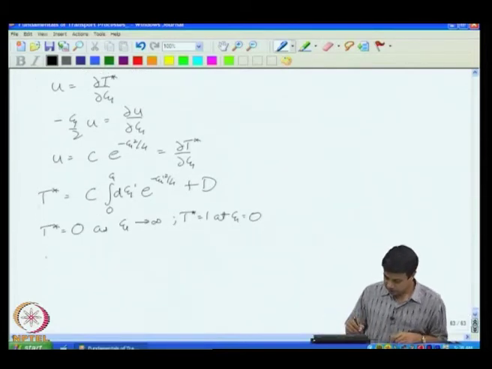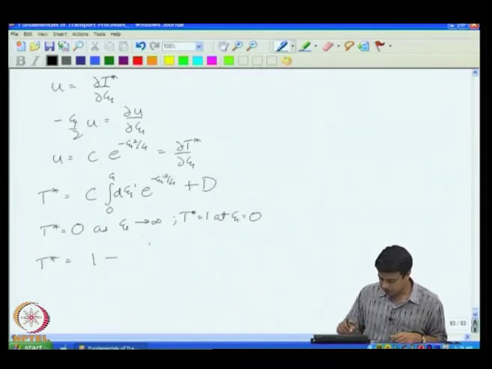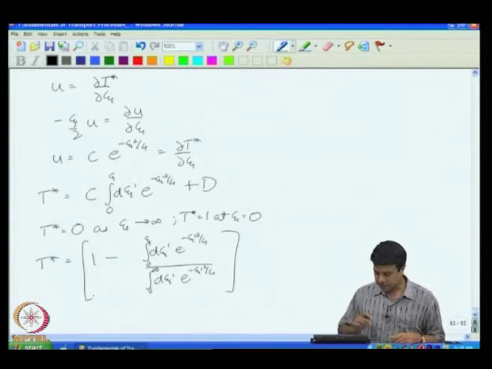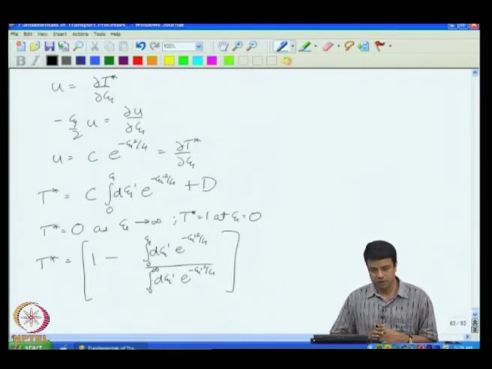So, this will give me T star is equal to 1 minus the integral from 0 to psi of d psi prime e power minus psi prime square by 4, divided by the integral from 0 to infinity of e power minus psi prime square by 4. That is what I would get after I enforce both boundary conditions.